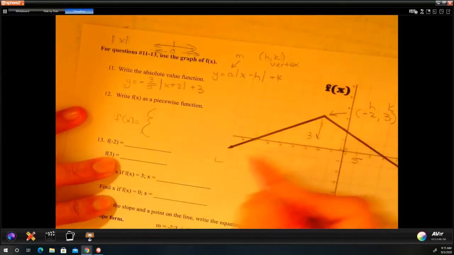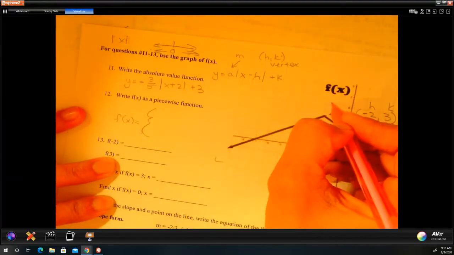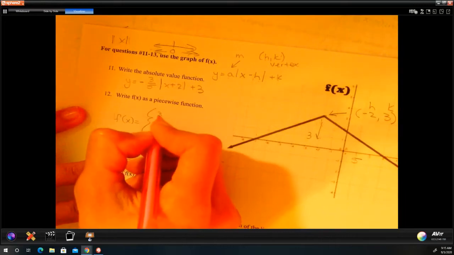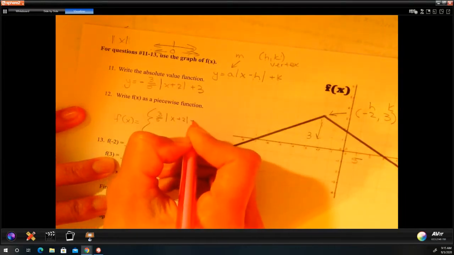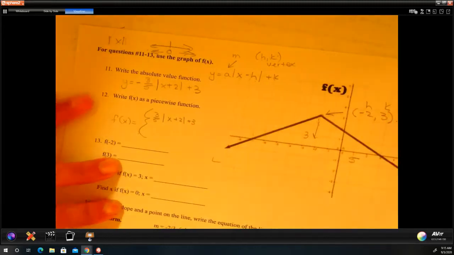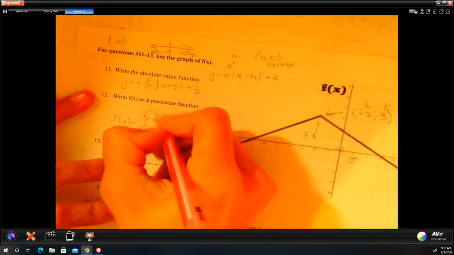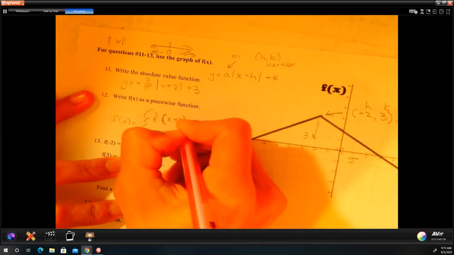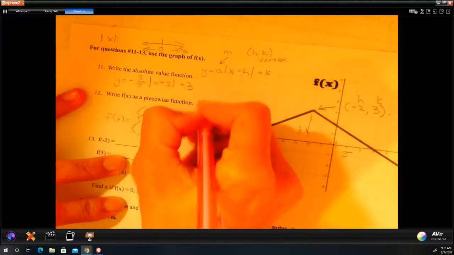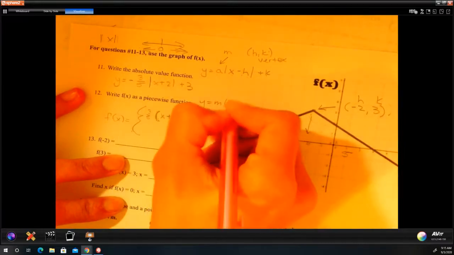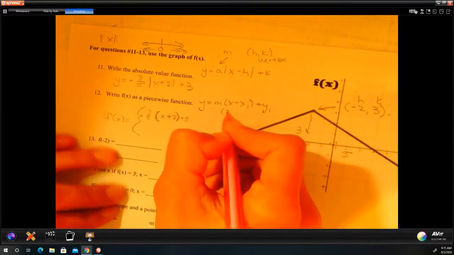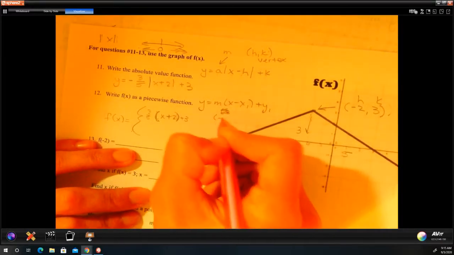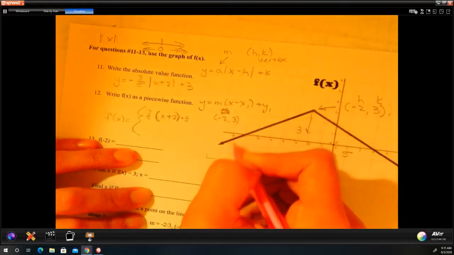So the left side of my graph actually is going up from left to right. So it's going to have that positive 3/5, and it's still going to go through that same vertex. And we're not going to write it as an absolute value because that would be making another V. So we're just going to write it in modified point slope. So y equals m(x minus x1) plus y1. So I'm just going to use the point -2, 3. You can use any point on that line.